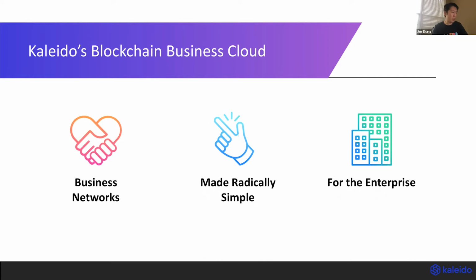So Kaleido is the blockchain business cloud. We focus on making it very efficient and radically simple to adopt blockchain when enterprises need to come together and build a decentralized network to make their business transactions more efficient and to make cross-organization transactions and data flow more trustable and secure. We're the industry's first full-featured full-stack platform.